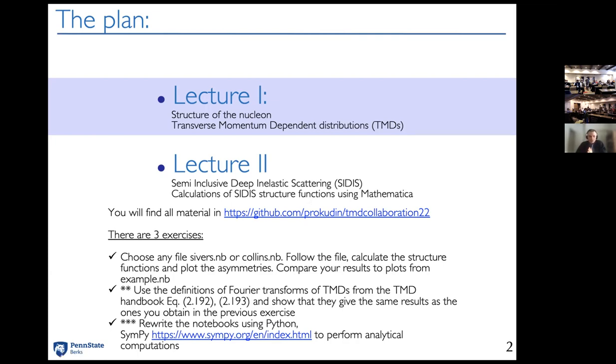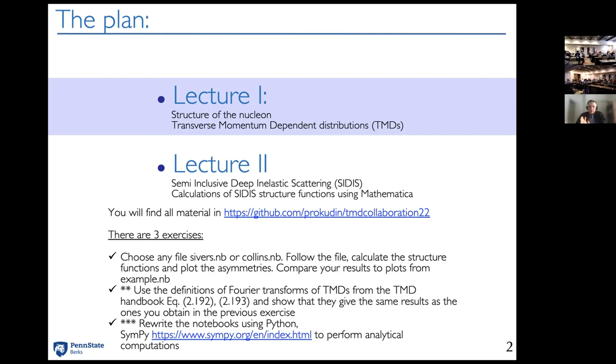There are free exercises for you, so nothing comes for free. Choose any file in the GitHub repository, sivers.nb or coordinates.nb, follow the file, calculate the structure functions and plot the asymmetries. Compare your results to plots from example.notebook, okay? So that's the easiest one. I think it's fairly easy for everybody to do that. A more difficult two-star exercise: use definitions of Fourier transform of TMDs from TMD handbook equations 2.192 and 2.193 and show that they give the same results as the ones obtained in the previous exercise.